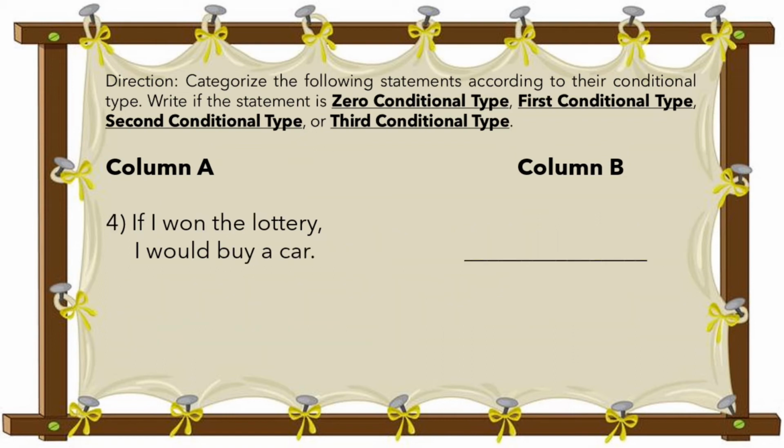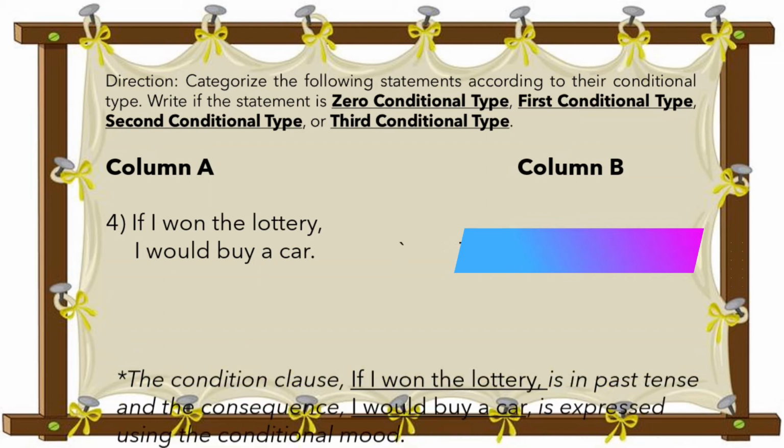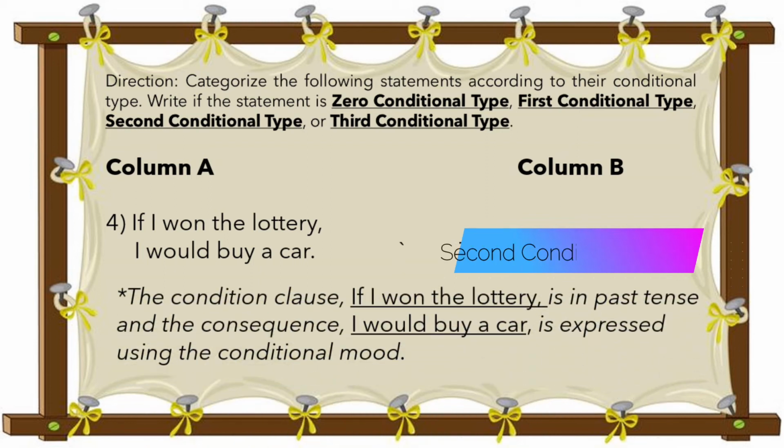Number 4. If I won the lottery, I would buy a car. What is your answer? Very good. Second conditional type. The condition clause, if I won the lottery, is in past tense, and the consequence, I would buy a car, is expressed using the conditional mood.